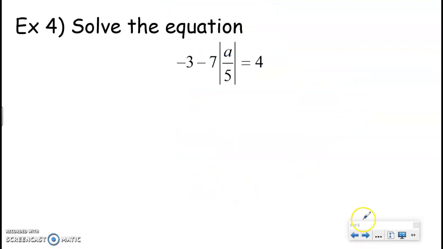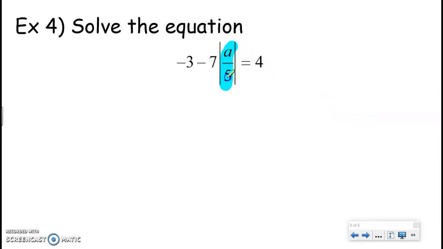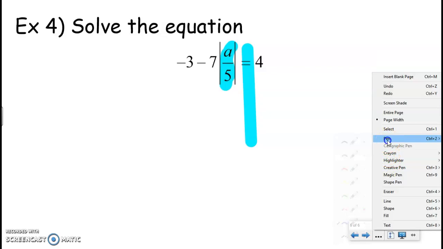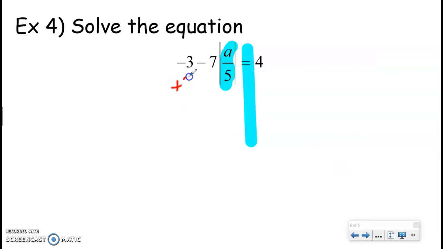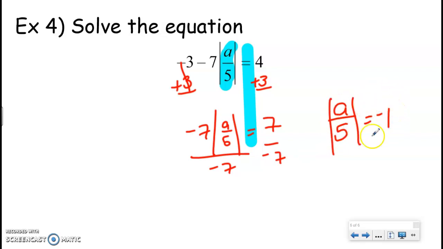Last one. Extra stuff outside the absolute value, we need to get rid of that first. So we're going to leave this alone. I need to cancel that minus 3 and then negative 7. So I'm going to start with that 3 because it's the furthest away. I'm going to do plus 3 on both sides. So those cancel. I get negative 7 times the absolute value of a divided by 5 equals positive 7. Then I divide by negative 7 on both sides to get absolute value of a divided by 5 equals negative 1. Remember that we can't take negative 1 steps anywhere, so we actually don't have a solution for this problem.